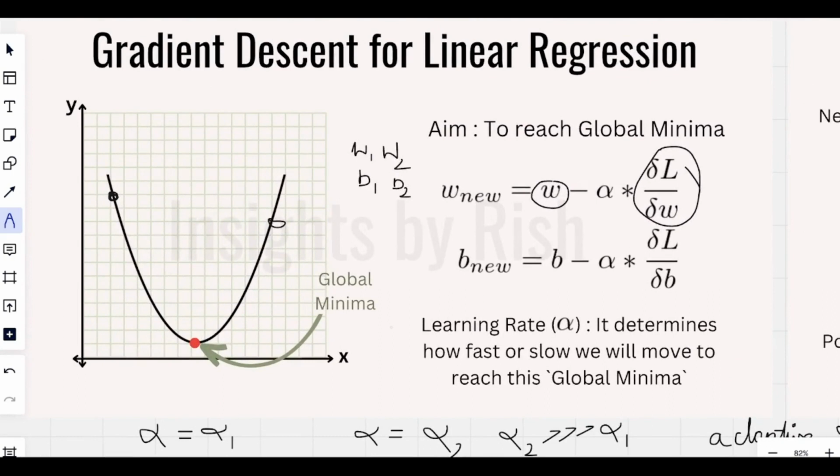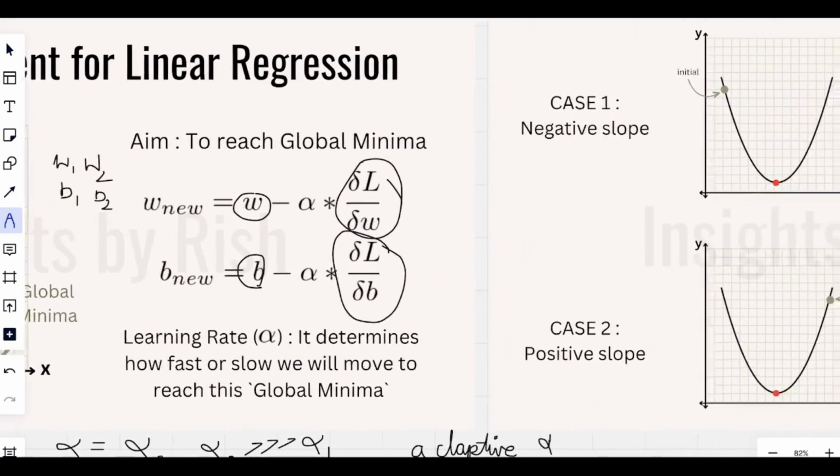Now the same formula is applicable for bias as well. Your new bias is equal to old bias minus learning rate times the gradient of loss with respect to change in bias. Now we won't go into detail of these formulas because that will be out of the scope of this video. But these are the formulas that we use to optimize the weights and biases in order to reach this global minima. And there are two cases here.